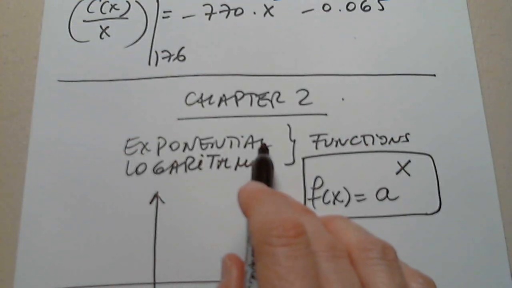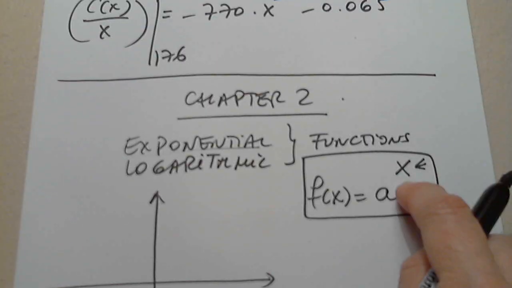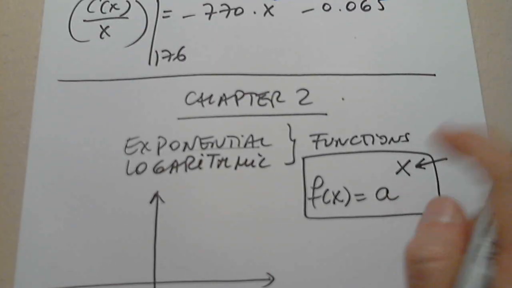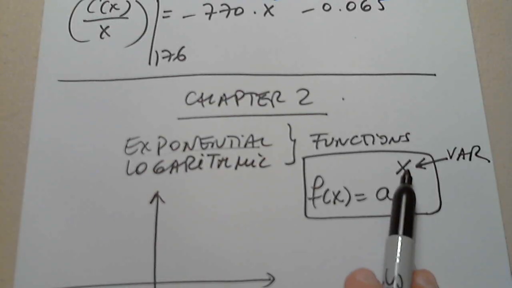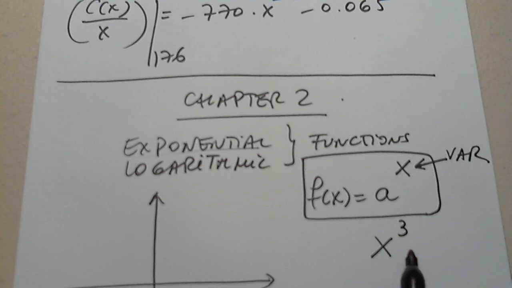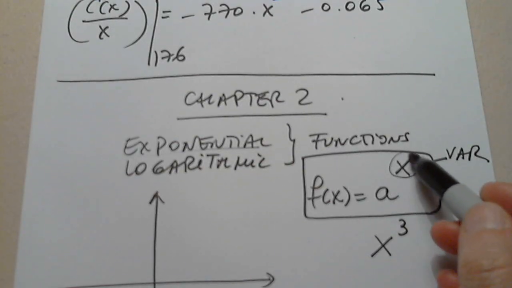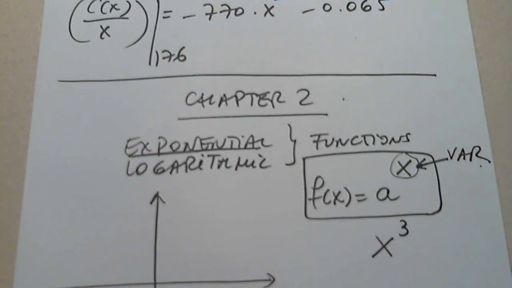This is the exponential function. It's called exponential because the power, the exponent, is the variable. Exponential function. Not to be confused with, let's say, x to the third. This is not the exponent. This is the base. But when the exponent is the variable, that's when we look at an exponential function.